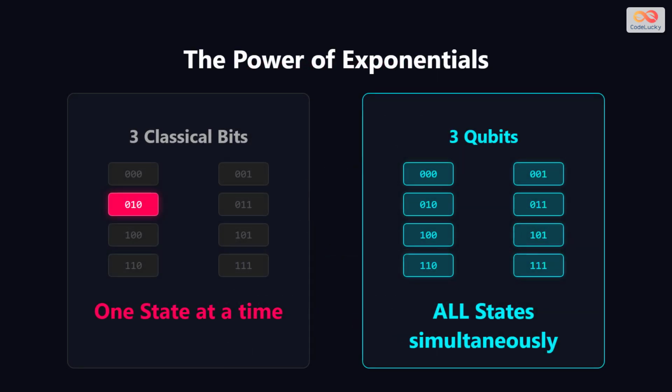Why does this matter? Because of how they scale. If you have 3 classical bits, they can represent one of 8 possible patterns. But 3 qubits in superposition can represent all 8 patterns simultaneously. Every time you add just 1 qubit, you double the computing power.